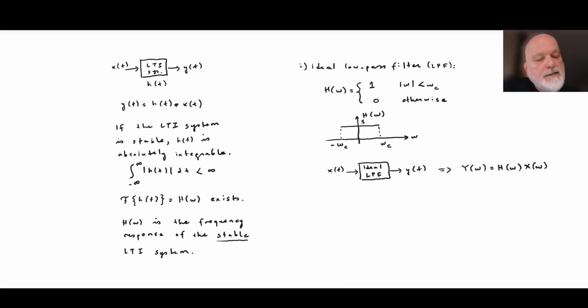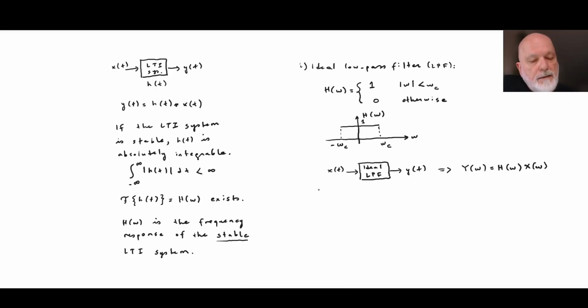Now X of omega is the Fourier transform of x of t, therefore it gives us an idea about the frequency content of x of t, the frequency components. So all those frequency components with frequencies in the interval from minus omega c to omega c will be passed through the system, and the other frequency components outside that interval will be rejected.